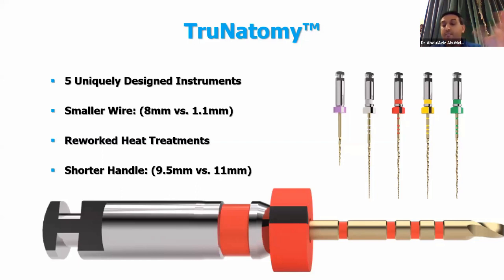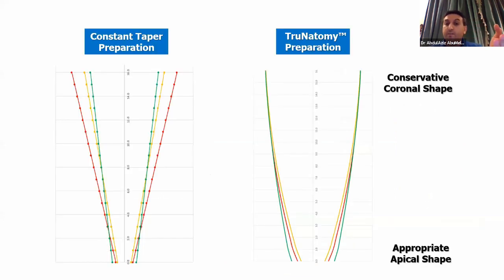Now, the interesting part is that it has a shorter handle. The normal handle is 11 millimeters. What are we talking about? The handle is this one. So it has a 9.5 millimeter handle. This can help when you have limited mouth opening, or sometimes with pedo patients, whatever the case. It gives you more control on the file. So it's very conservative, and the way it goes, it might control the file much better.